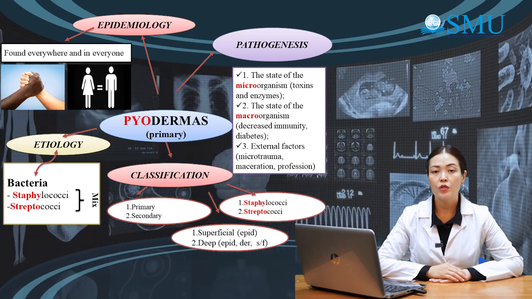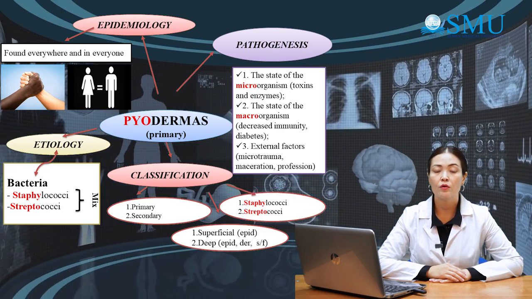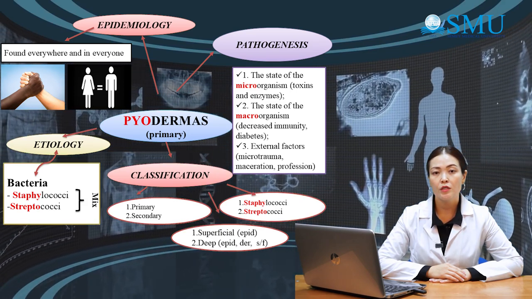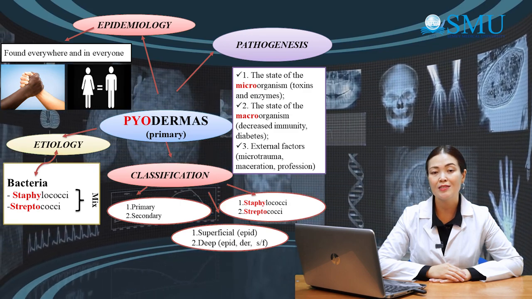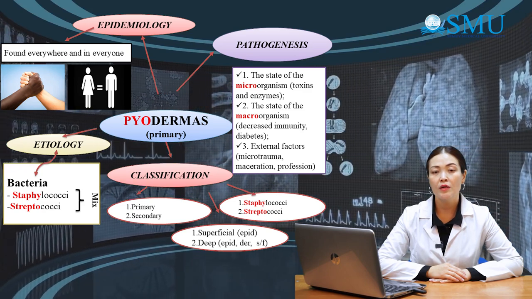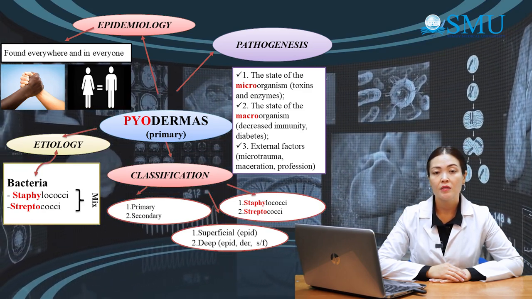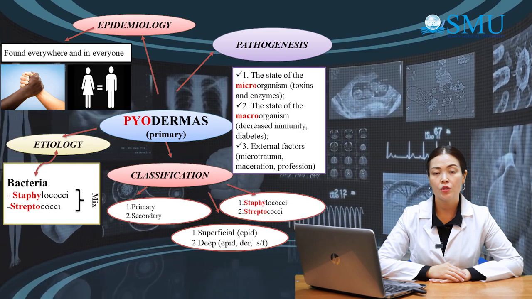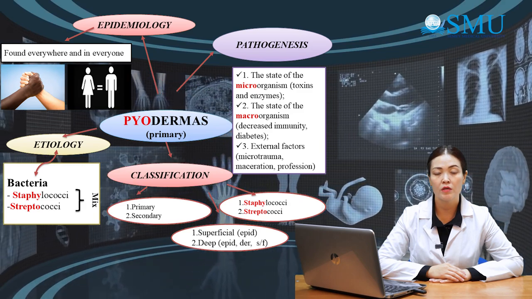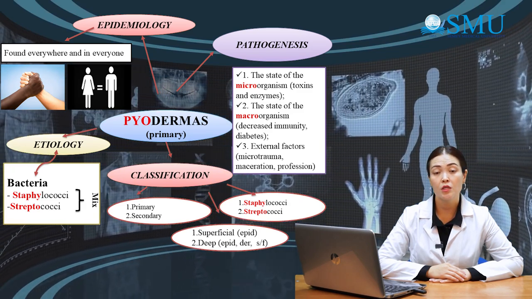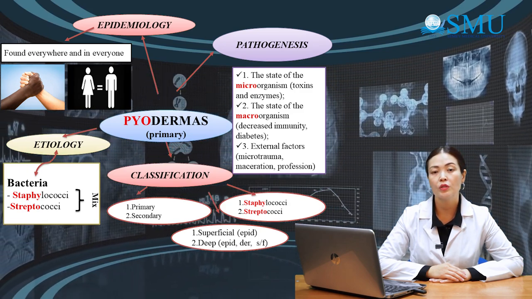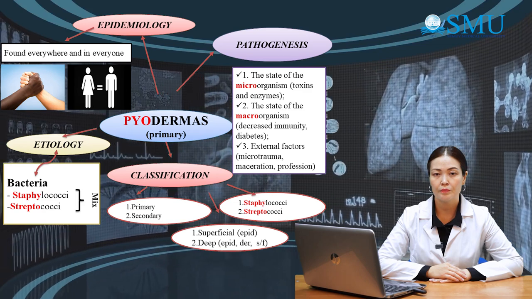So a few words about etiology. I hope everybody remembers that etiology means the cause of disease. As you understand from the name of the group of diseases, bacterial infection of the skin, the main cause of these diseases will be some type of bacteria. The more common types of bacteria, which everybody knows, are Staphylococcus and Streptococcus bacteria. Sometimes there can be a combination of these bacteria in one wound. In this situation, we say that this is a mixed infection.